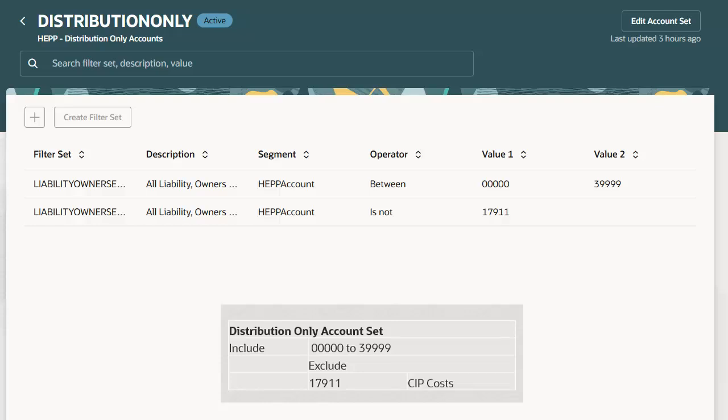For the distribution-only account set, there is a single filter set with two filters. The operators provide an efficient way to identify segment values. The between operator is for providing a range of values. The is not operator is for exclusion and can be used on its own or in conjunction with the between operator.